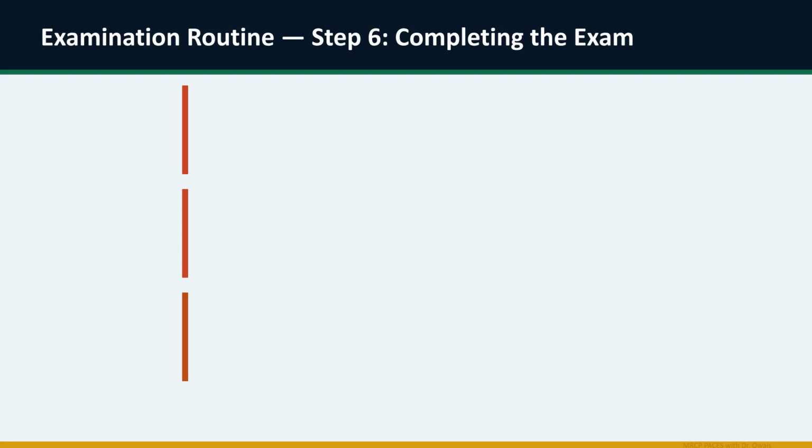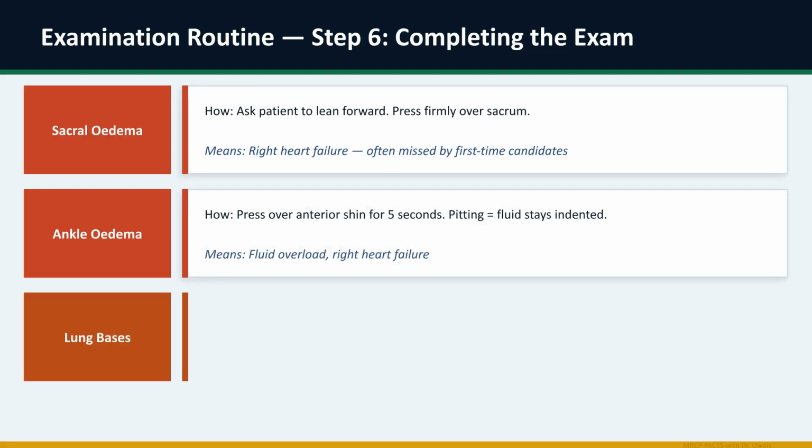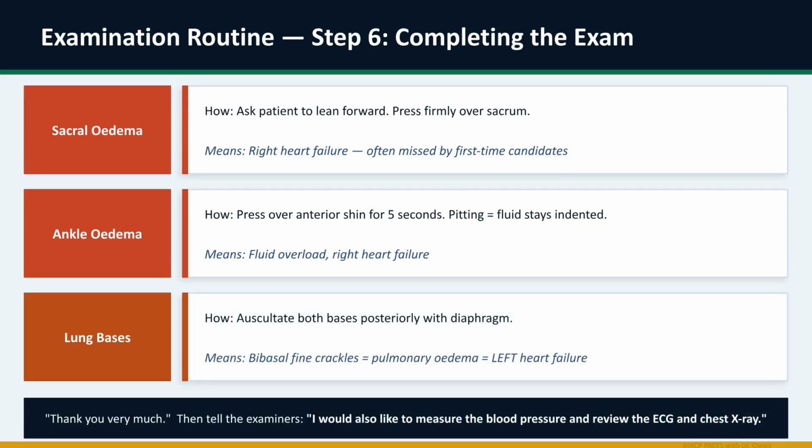Step 6 completes the exam. Check for sacral and ankle edema, pressing firmly to check for pitting. Auscultate both lung bases posteriorly for crackles with the diaphragm. Conclude the physical exam by thanking the patient and stating your next steps to the examiners. I would also like to measure the blood pressure and review the ECG and chest X-ray.